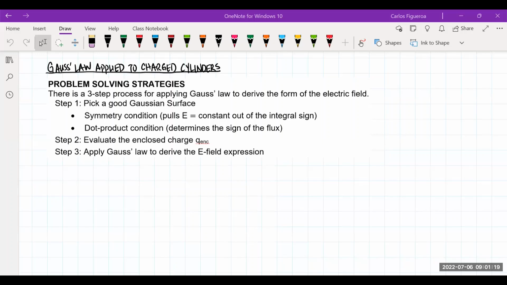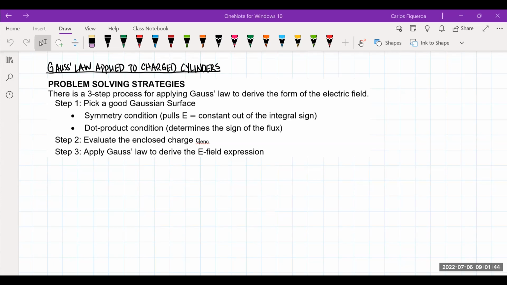And what we're going to do here is lecture on applying Gauss's law to charged cylinders. Now, we're going to use the same process as before. You really want to, this is one of the iconic problems, okay? This is one of the iconic problems. So we really want to look at this and do this well.